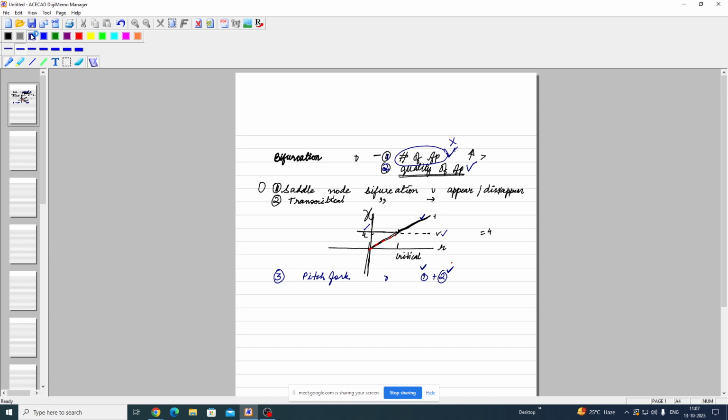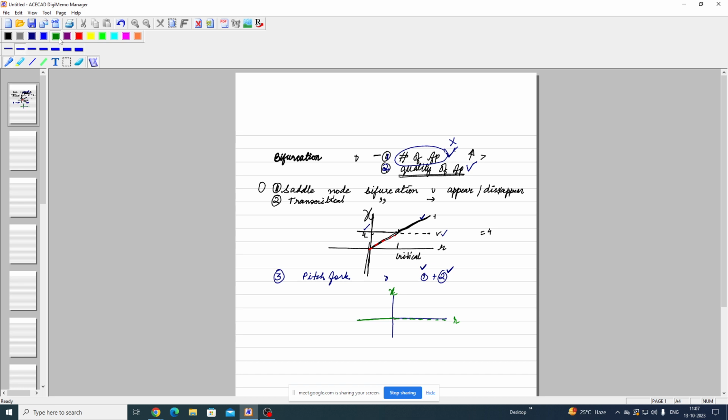So in pitchfork bifurcation, there will be at least one fixed point which will always be present, but it will change its quality. Let me change the color to make this a little more clear. So for example, let's say here it was an unstable fixed point. I'm showing it by a dashed green line. This is a fixed point whose value is 0. It will always remain a fixed point, but as the critical point 0 is crossed, it will become a stable fixed point. This is a quality of transcritical.